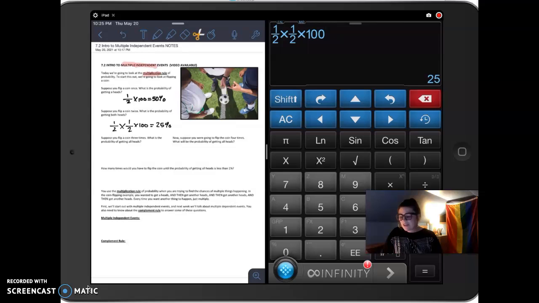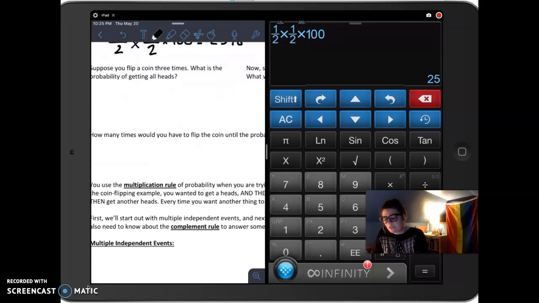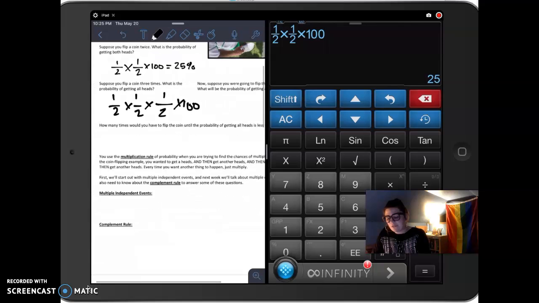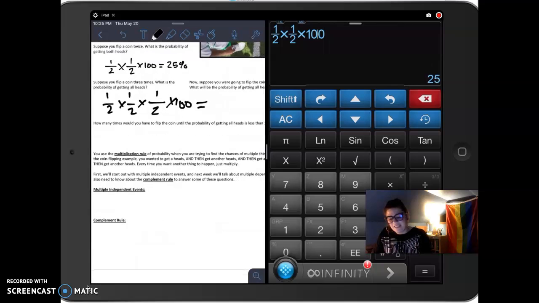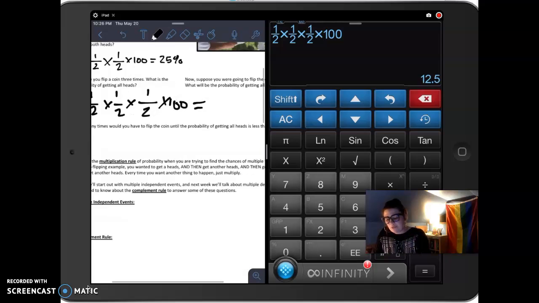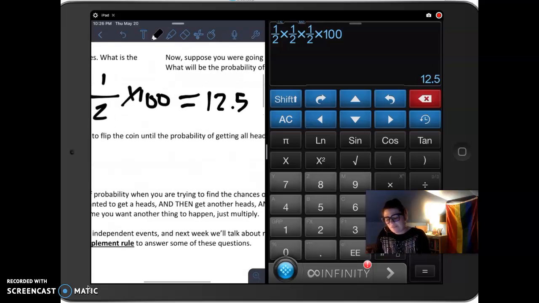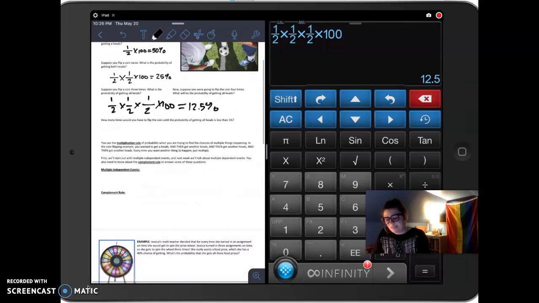All right, so now we're going to talk about what happens when we flip it 3 times. As you might have guessed, now we have 3 things happening in a row, and so we multiply 3 probabilities that are the exact same. Head, head, head, turn it into a percent. I told you my handwriting was going to get jacked. And then we're going to add another fraction here and another multiplication, and we get 12.5. Again, it's a percent.